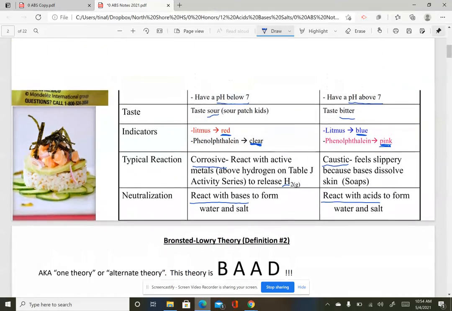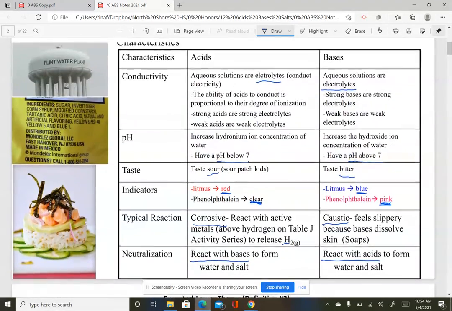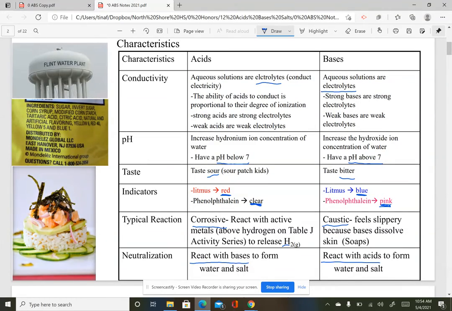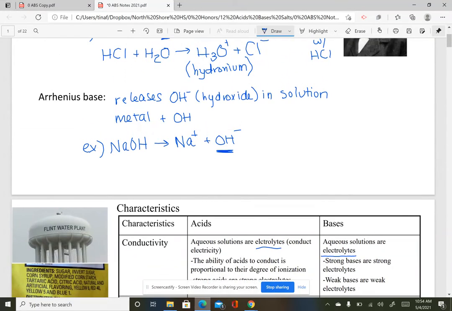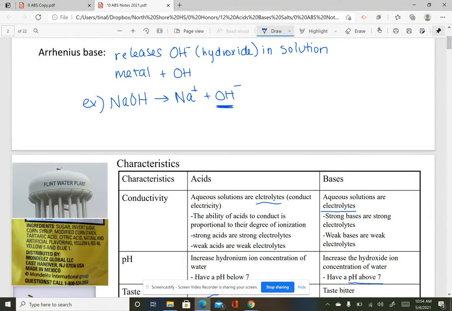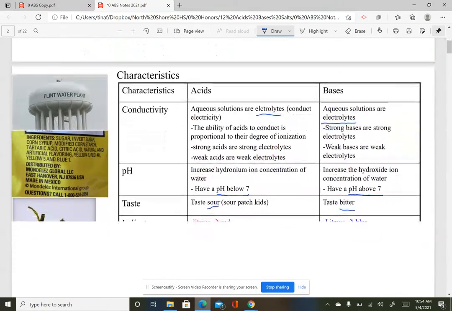Now, looking at this list, ammonia, NH3, has everything on the base side, except it doesn't fit this Arrhenius definition. It's not ionic. It doesn't have a hydroxide ion in it. So what would make it have all these properties if it doesn't follow that definition?